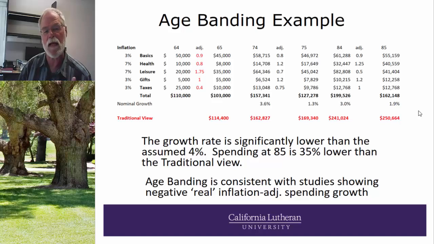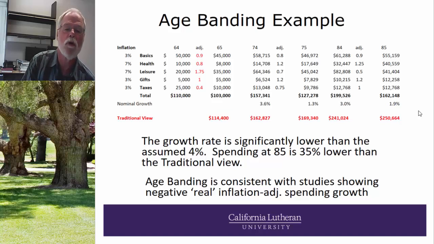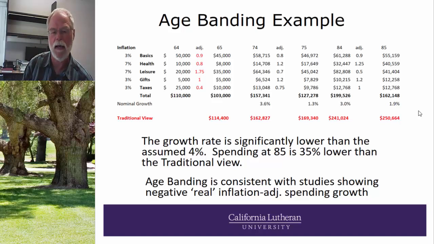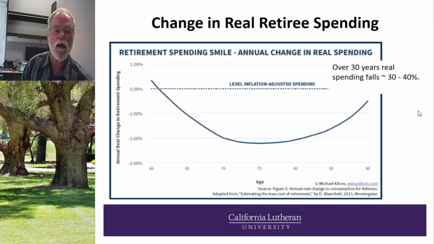But when we make that shift to 75, all of a sudden that spending drops quite a bit. We've lowered the threshold so that by the time we're at 84, spending over the whole period has only grown at a 3% rate. At 85, we drop it again. Okay?